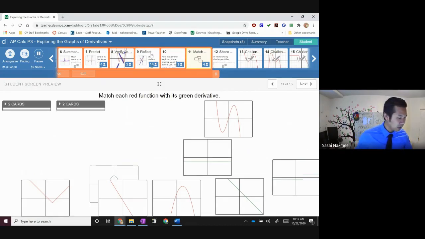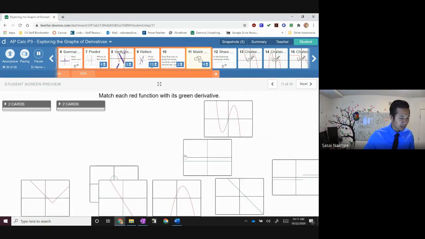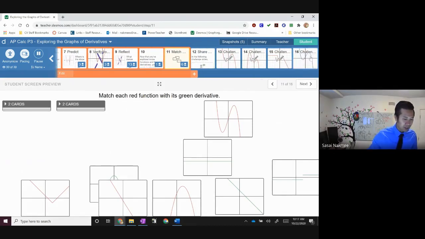Okay? So answer your reflection question that's right here. Move on to this one and match these graphs up. And then that's going to be it for this Desmos activity. After that, there are 4 more slides. And this one is not something we're going to do together. This is something I'm going to ask you guys to do on your own time if you want.